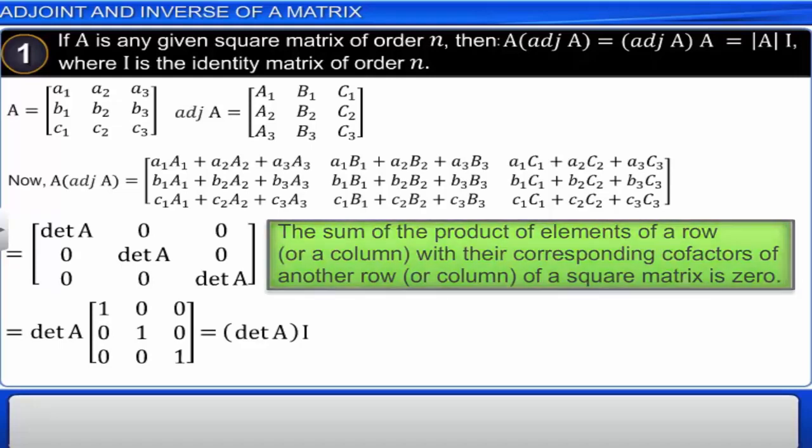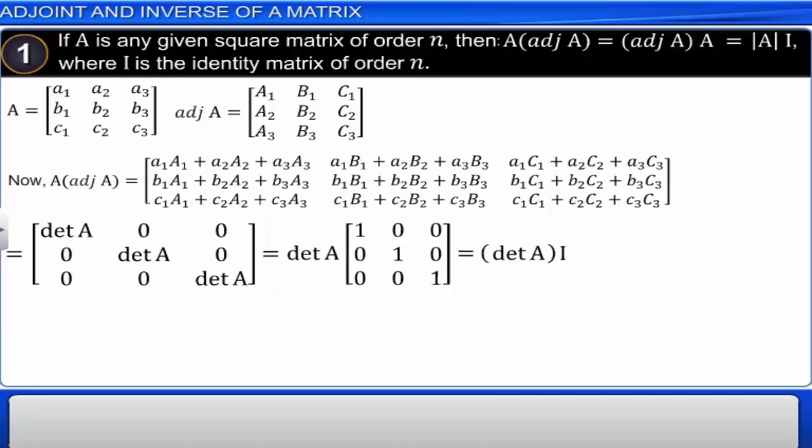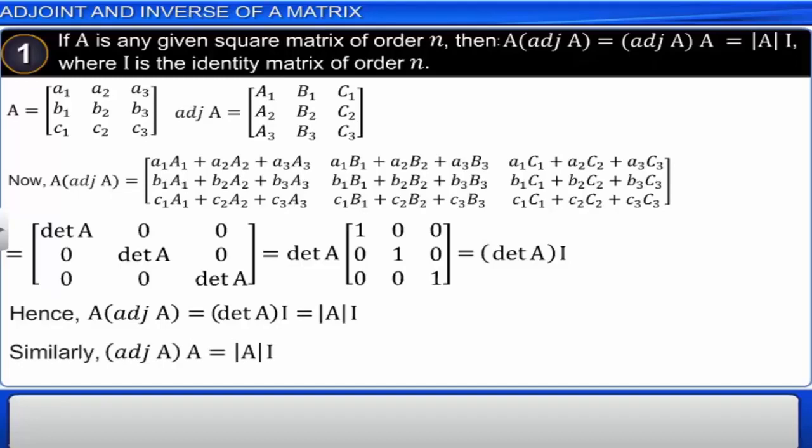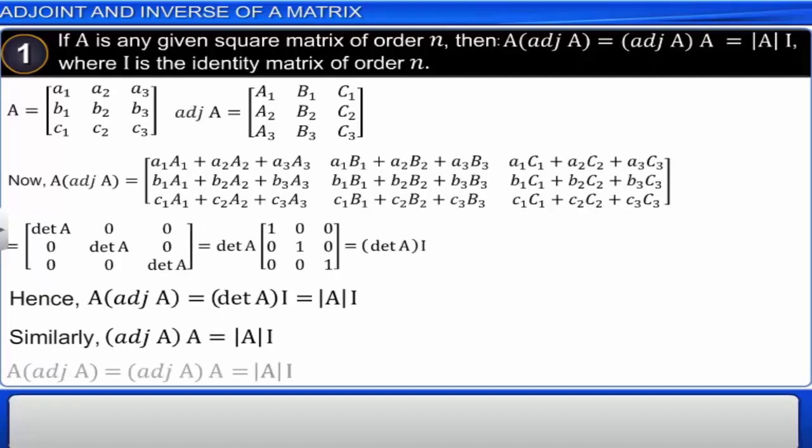Hence, A times adjoint of A is equal to the determinant of A times the identity matrix. Similarly, we can prove that the adjoint of A times A is equal to the determinant of A times the identity matrix. Hence, the result is true for any given square matrix of order n.